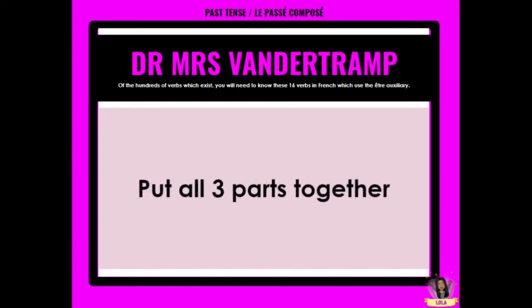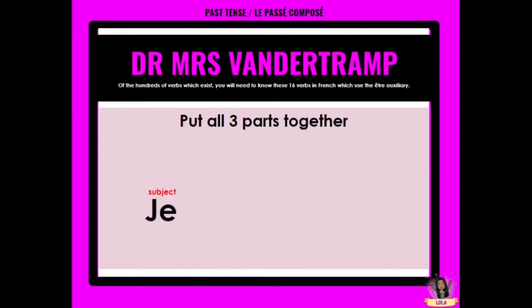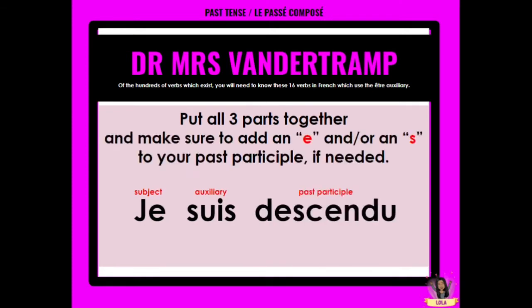So now we're going to put all 3 parts together. We've got the subject, je, in this instance. It's just an example. And we have the auxiliary, suis, je suis. And I've used the example of descendu. Descendu comes from descendre. We drop the RE and there's a U. So these are the 3 parts, the subject, the auxiliary, and the past participle. Now it says over here to make sure to add an E or an S to your past participle if needed. So we're going to take a look at different situations.